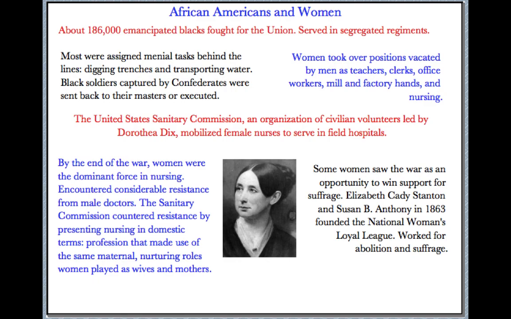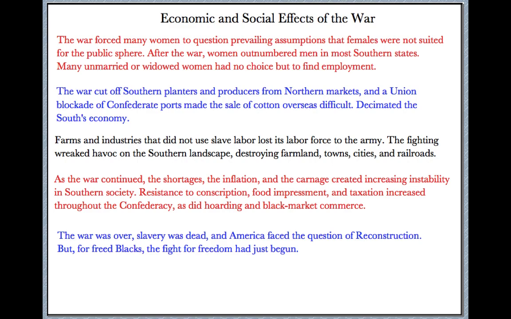Women, just like in other wars that we'll talk about in the future in the United States, take over positions that had been vacated by men as they went to fight. You have people like Dorothea Dix serving as volunteers during the war in field hospitals, and by the end of the war, women are the dominant force in nursing, etc. Elizabeth Cady Stanton and Susan B. Anthony are also mentioned here, and there's more about them and the reformers' work that we looked at. And then the economic and social effects of the war, all of this will come into play in our Reconstruction conversation. So talking about, are women suited for the public sphere or not?